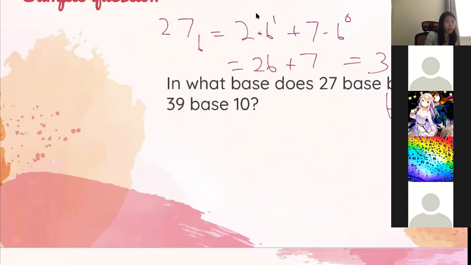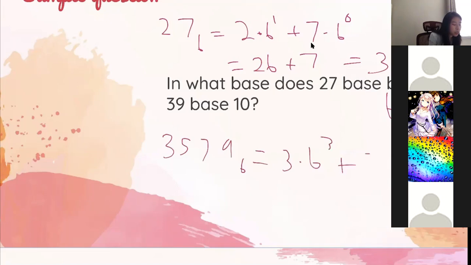And this can be extended, right? Generally, if you have something like 3, 5, 7, 9 base b, in base 10 this would be 3 times b cubed plus 5 times b squared plus 7 times b plus 9, right? So this extends. This is generally how you would do it. But I'm not going to have any of you do that today, because solving quadratics and cubics is kind of hard.